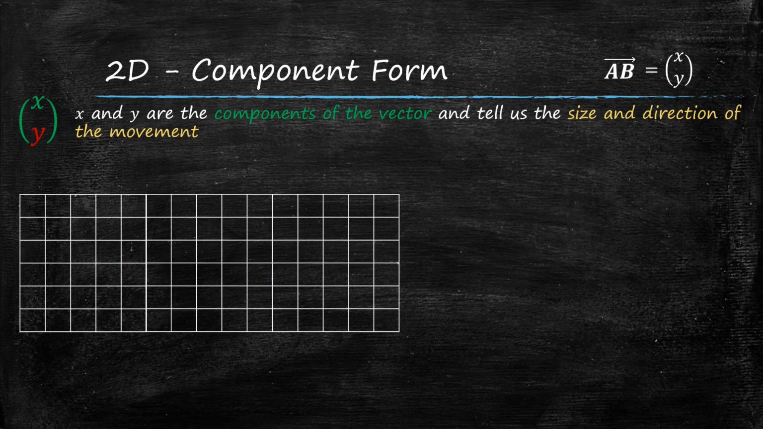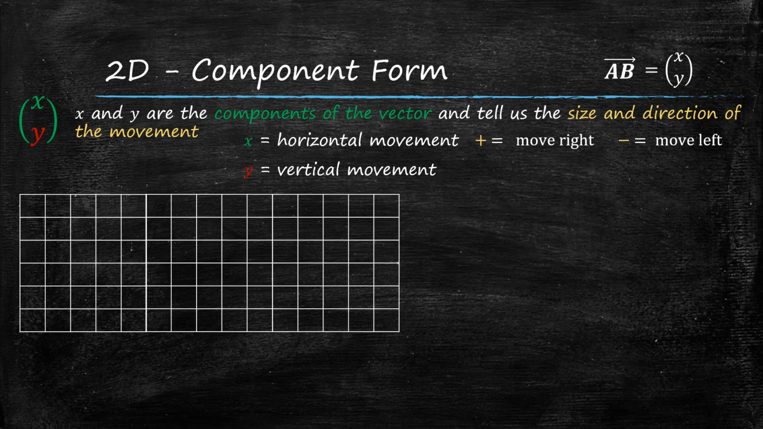Okay, let's take a look at component form in more detail. So as we said, we can represent a vector in component form, and here we're showing in the top left a vector has components x and y. Now x and y are the components of the vector and tell us the size and direction of the movement. The x component tells us about the horizontal movement, and if it's a positive value, that represents a movement to the right, and if it's a negative value, it represents a movement to the left in the horizontal plane.